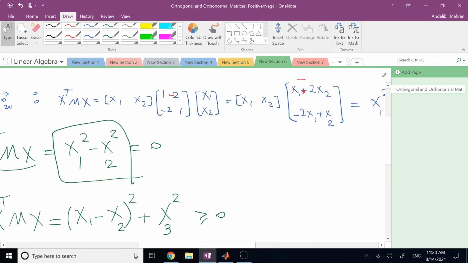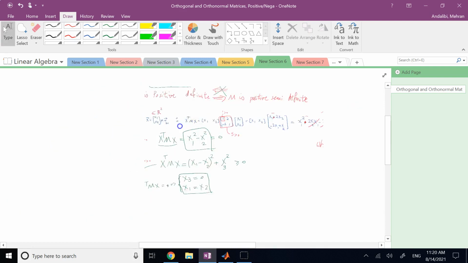Or if you use this one that we did earlier, here this principal minor is already positive. And what's the determinant of this one? If you calculate the determinant, it is 1 plus 4, that's 5, that's also positive. So based on the Sylvester method, this matrix is also positive definite, as long as, again, the vector x has only real numbers, not complex numbers.